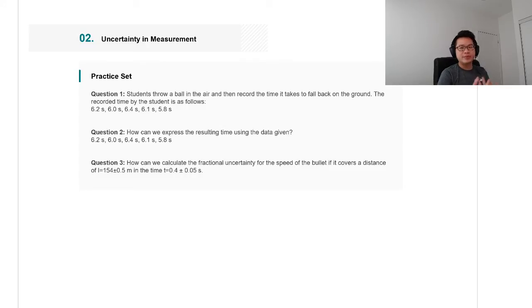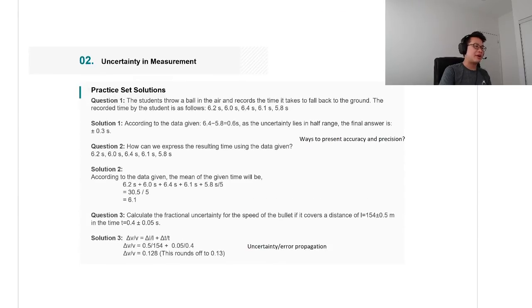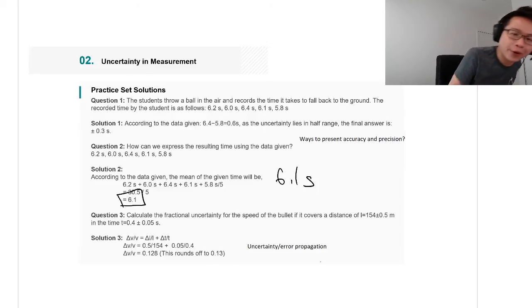We have individual measurements, and we are actually measuring the same event over and over. Say we measure throwing a ball in the air and timing its fall back to the ground. We repeat it 5 times. In order to express it more appropriately, we express it as an average. So the average will be 6.1 seconds for the ball to fall back to the ground.